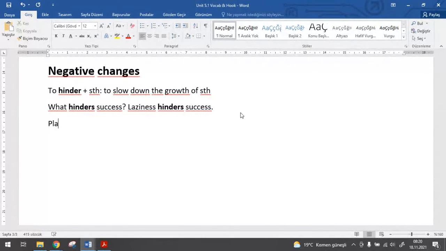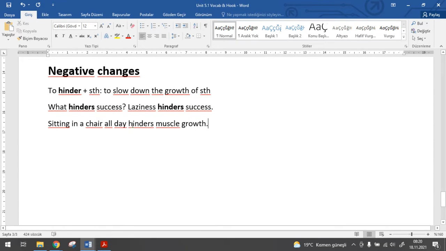Another example can be sitting in a chair all day. Sitting in a chair all day hinders what? Hinders muscle growth, right? So that's a nice vocabulary to learn as well.